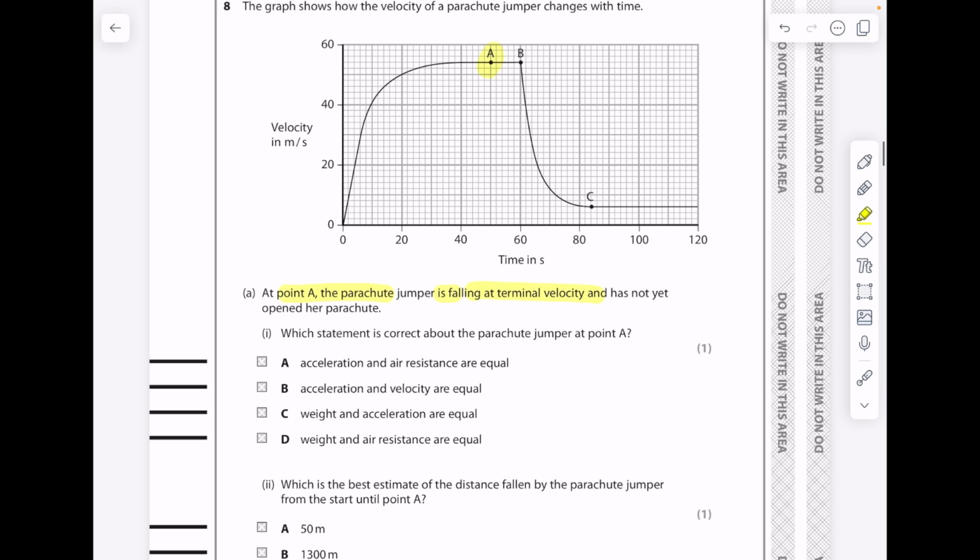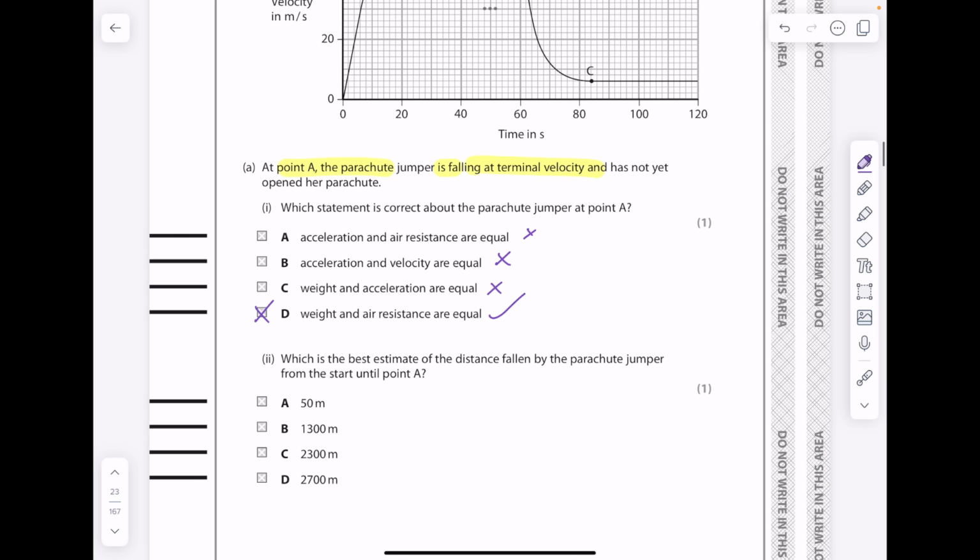Acceleration and air resistance are equal. No, that's not true. Acceleration and velocity are equal. No, that's not true. Weight and acceleration are equal. No. Weight and air resistance are equal. Yes, because those are forces acting in opposite directions. So that is what's responsible for there being no resultant force and terminal velocity having been reached.